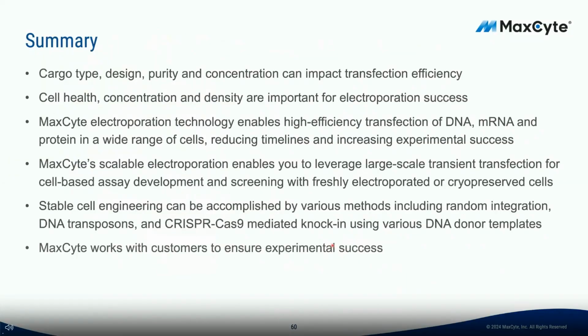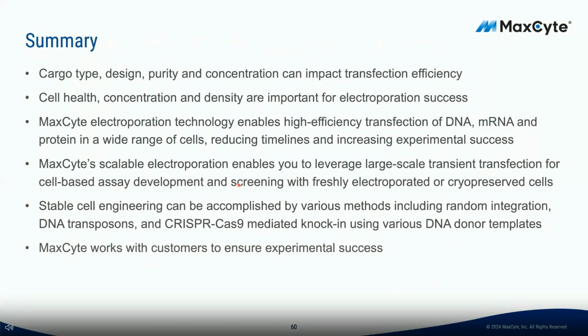So in summary, the cargo type and design, the purity and concentration of the cargo can impact transfection efficiency. Other parameters that affect transfection efficiency success are the cell health and the concentration, density of the cells. And hopefully we showed today that MaxCyte electroporation could enable high efficiency of multiple loading agents in cargo, including DNA, RNA, and protein within a wide range of cells, to reduce your timelines and increase experimental success.